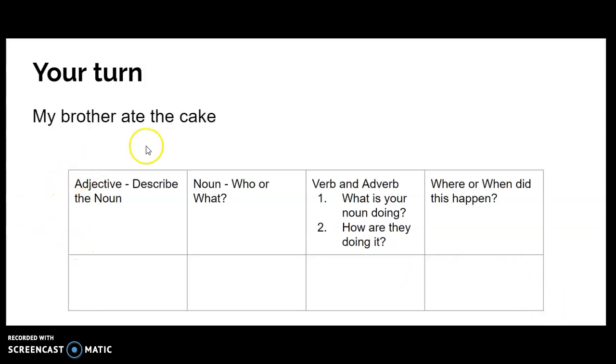Another example, my brother ate the cake. So my brother is the noun. What kind of brother is he? He might be the annoying brother. Okay. He ate. How did he eat it? He secretively ate. And when did this happen? Before the birthday party started. So my annoying brother secretively ate the cake before the birthday party started.